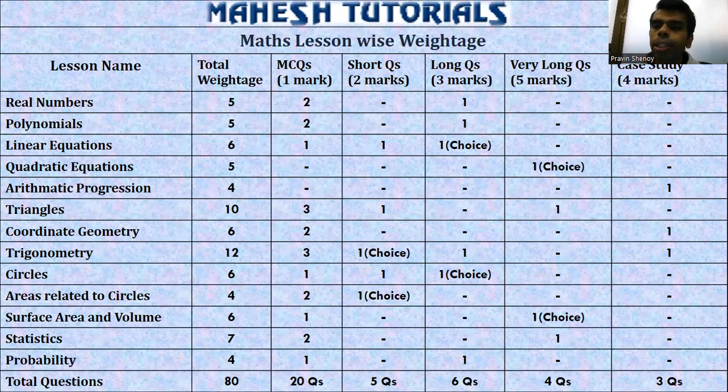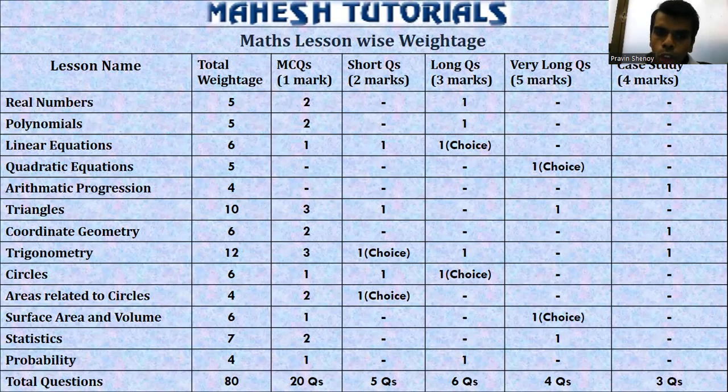The next chapter over here is surface area and volume. The weightage for this particular chapter is 6 marks, and it is a very simple chapter because the entire chapter is formula based. So for 6 marks, you will have 1 MCQ and 1 5-mark question with an internal choice in it. The next one is statistics. The weightage for this chapter again is 7 marks, a very simple chapter. You can expect 2 MCQs and 1 5-mark question from this chapter. And the simplest chapter in mathematics is probability. The weightage is 4 marks, from where you can get 1 MCQ and 1 3-mark question.